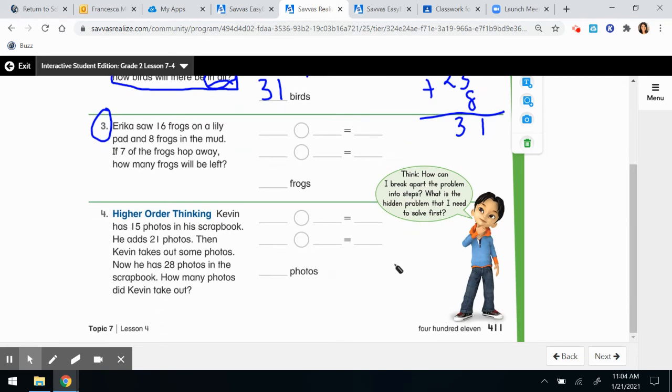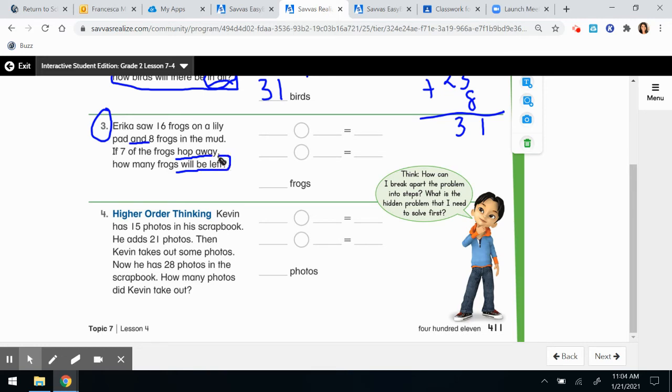All right, I want you to do number 3. I'm going to read it to you. Erica saw 16 frogs on a lily pad and 8 frogs in the mud. If 7 of the frogs hop away, how many frogs will be left?